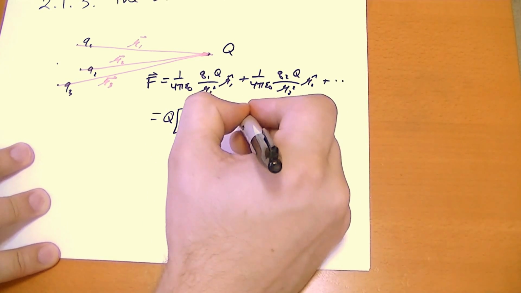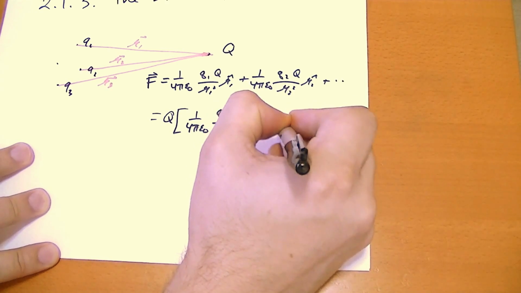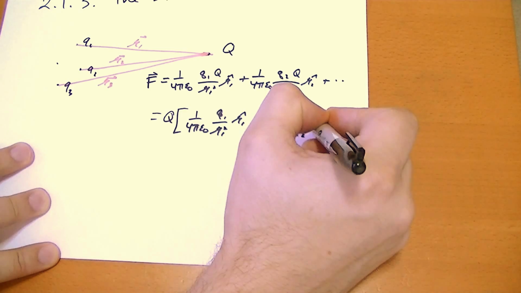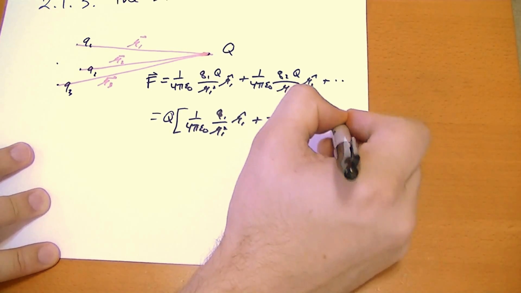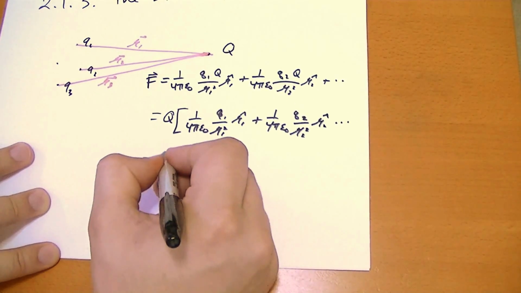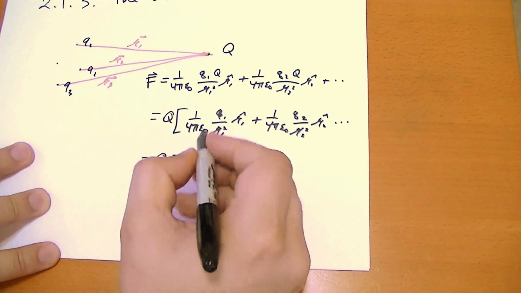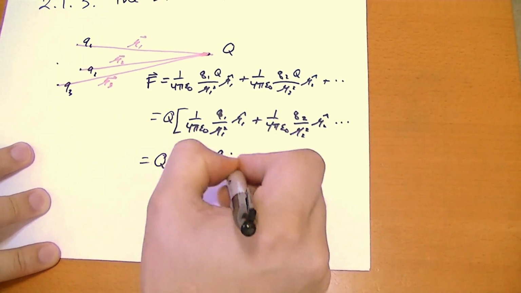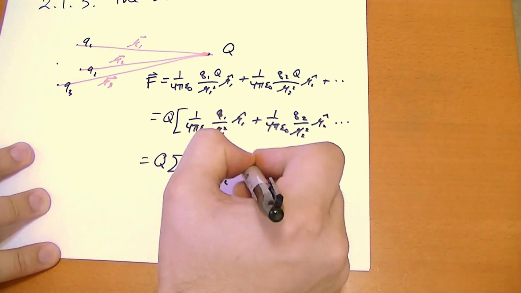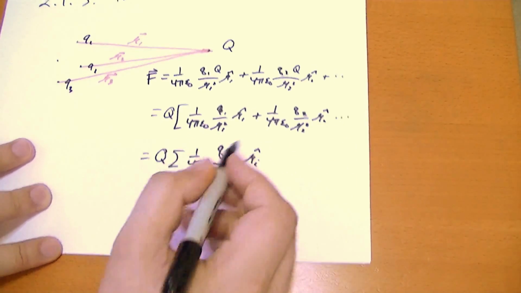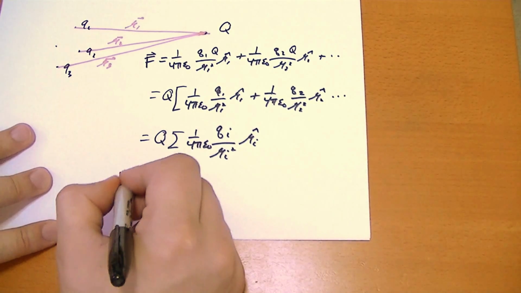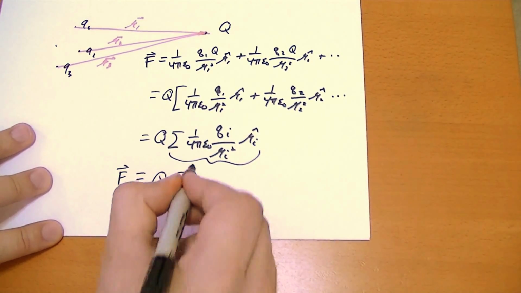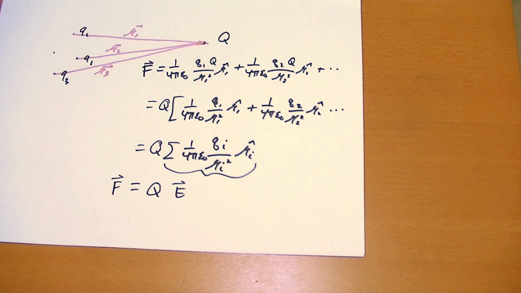Q1 over R1 squared R1 hat plus Q2 over R2 squared R2 hat. And you can write this as the sum of 1 over 4 pi epsilon naught Q sub i over Ri squared Ri hat. And this little bit right here, we're going to call the electric field E vector. It's a vector field, of course.